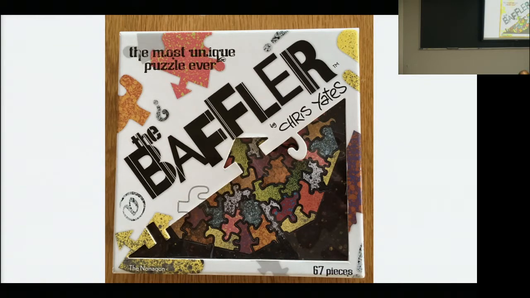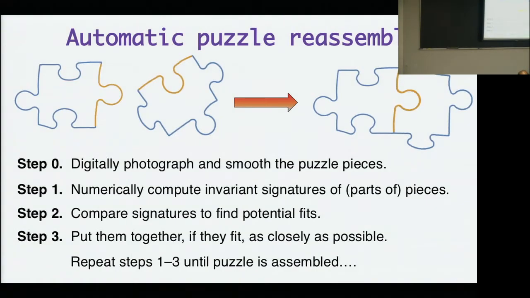So when I tested my adult children, my son is a mathematician, he cheated, he looked at the back of the box. So he did it in 20 minutes, but I don't count that. Anyway, let me briefly say how we're doing this.